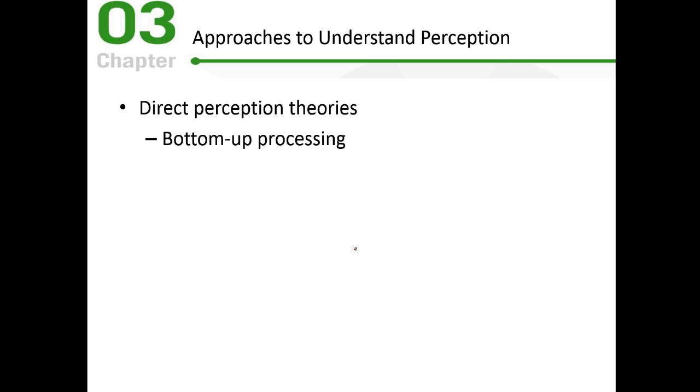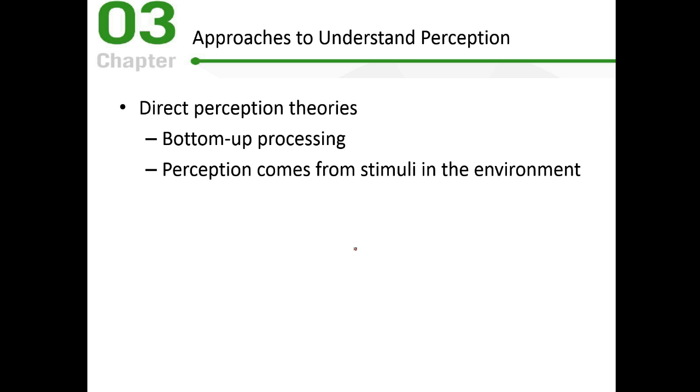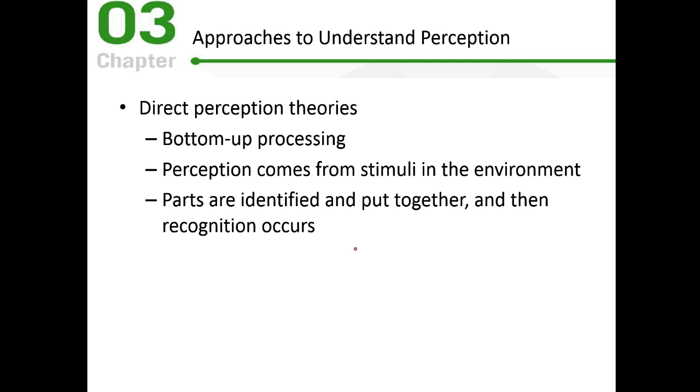And so one type of theory is called a direct perception theory. This is also referred to as bottom-up processing, and that's exactly what it sounds like. According to this perspective, or this approach, perception comes from stimuli that are in the environment. The parts of that stimuli are identified and put together, and then recognition occurs. And we'll talk in more detail about this and discuss a couple of examples.